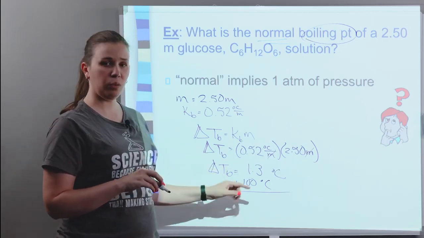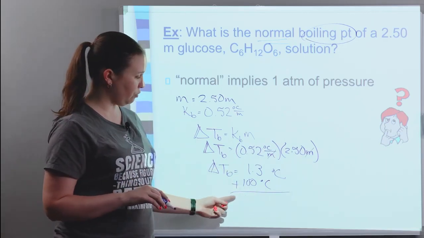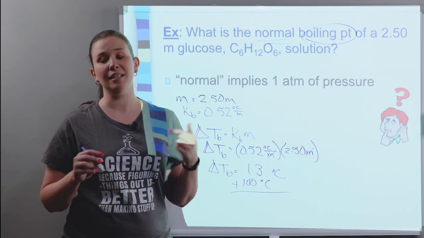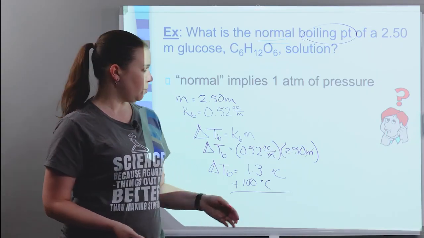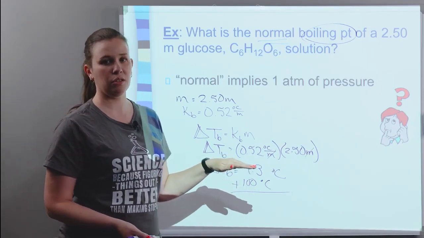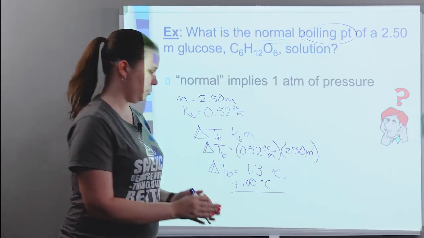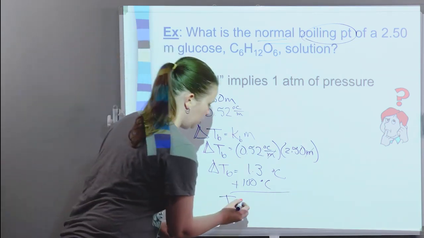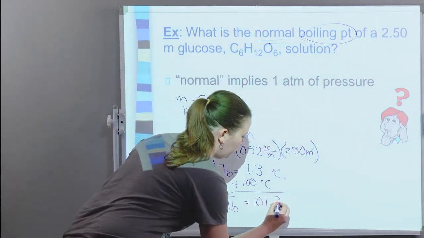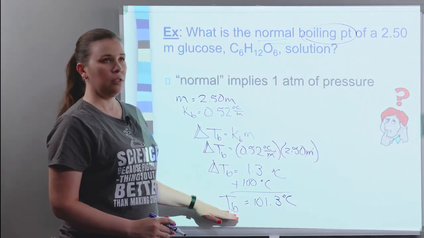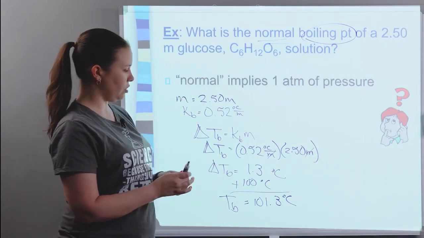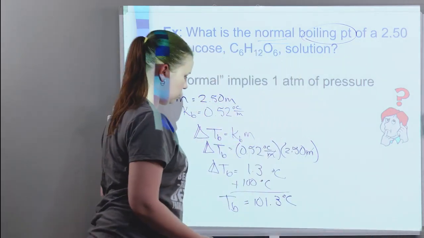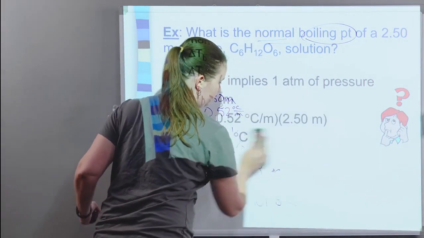Now, when we add, we go by decimal places. And it may look as if we're going to lose a lot of decimal places, but also keep in mind that 100 degrees Celsius is an exact number, which won't limit our sig figs. So basically that means that your decimal places for your delta T and your T should match. So the actual temperature for boiling, notice I dropped the delta, is 101.3 degrees Celsius. Because I've added the solute and made a solution, I'm going to have a higher temperature for boiling.